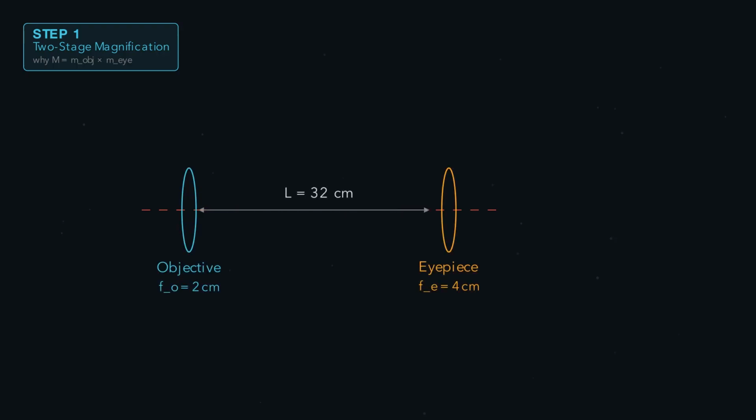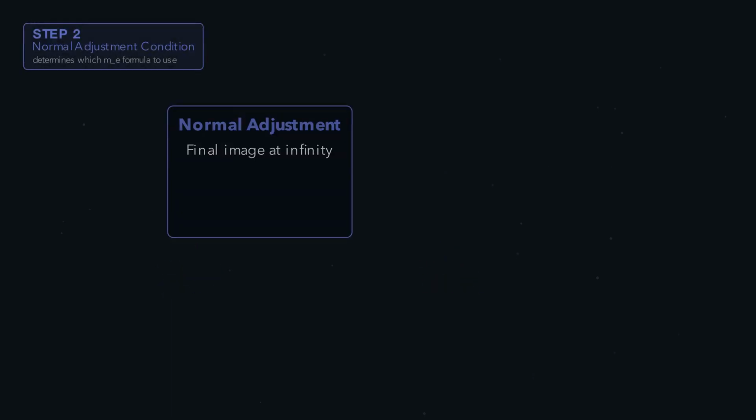A compound microscope multiplies magnification across two lenses. The objective creates a large real image of the tiny object, placing it at a distance L from the lens. The eyepiece then magnifies that image like a simple magnifying glass. Since we're in normal adjustment, the final image is at infinity. So the eye is completely relaxed.